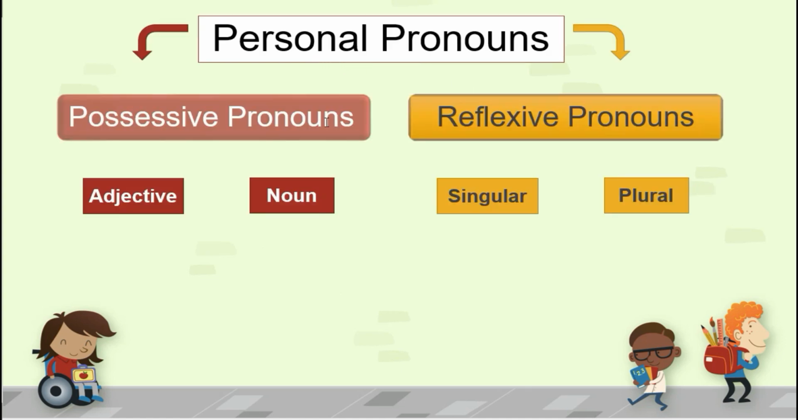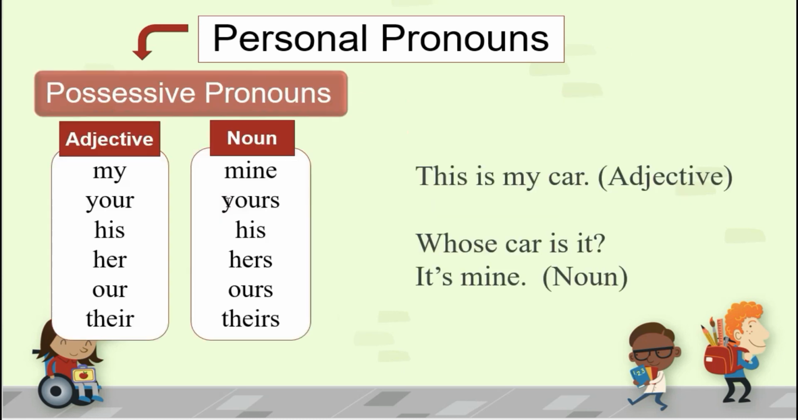Now, as you can see here, personal pronouns are divided into two. One is possessive pronouns, another one is reflexive pronouns. Now, under possessive pronouns, you have two forms, the adjective form and the noun form. As in reflexive pronouns, you have two forms, that is the singular form and the plural form. Now, let's take a look into the possessive pronouns. Here, you have the adjective form and the noun form.